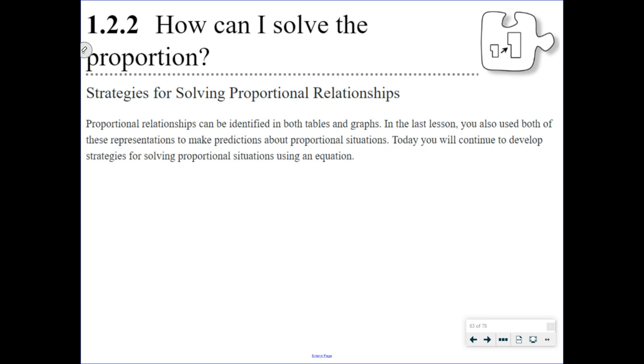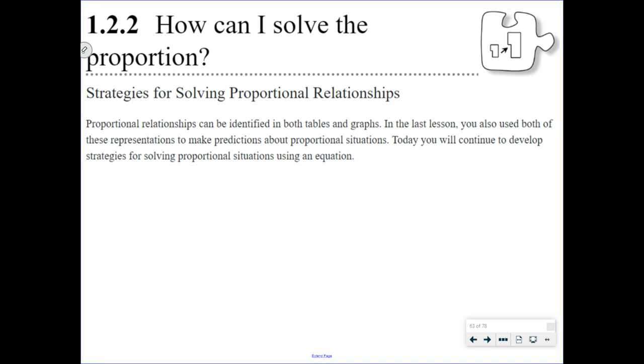Hopefully you're doing well. We have our video for today, and it's on lesson 122, how can I solve the proportion? Now, proportion is a very important skill that we're working on, and we started talking about proportional relationships in class, and hopefully you feel comfortable with what proportional relationships are, because we're taking it to the next level of how to solve proportional relationships, okay?